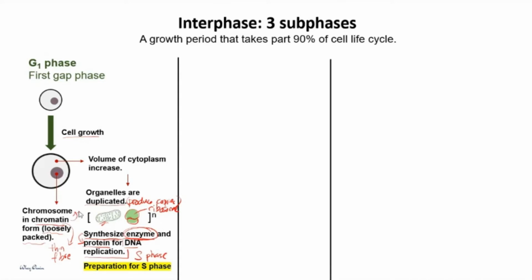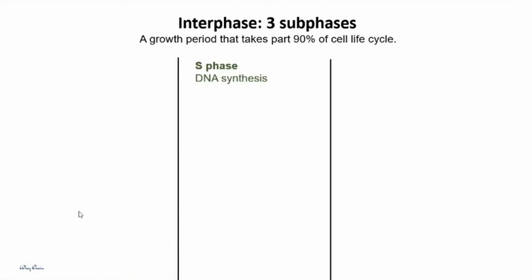Okay. So chromatin is the term to describe the DNA when they are still in the thin fiber form, loosely packed. But after they undergo the coiling process, they will be called chromosome because they are able to be observed under a microscope. Okay, now I move on to S phase.